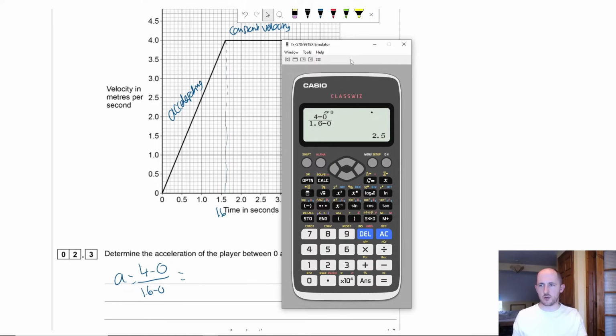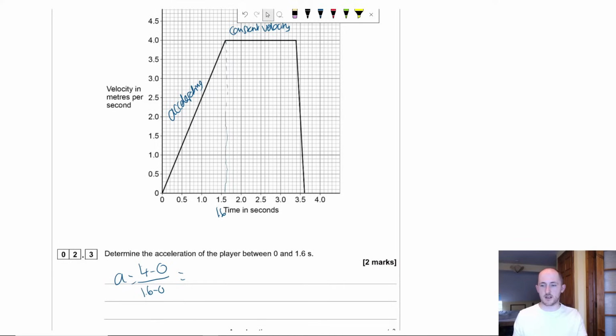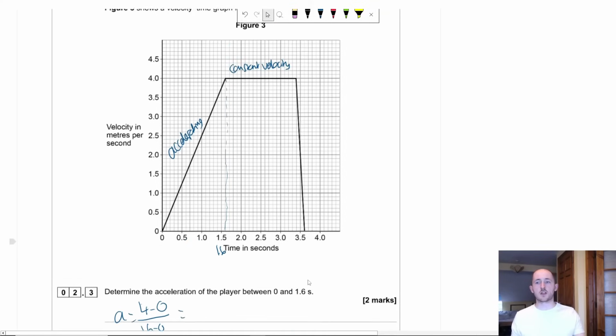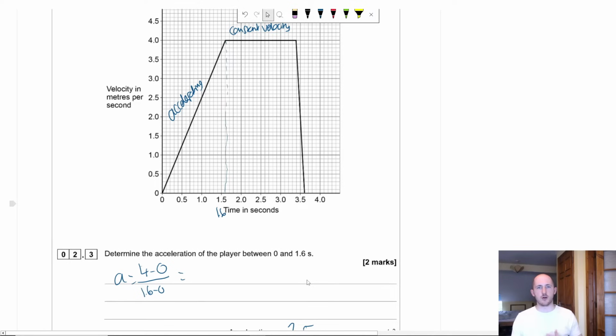5 over 2, which is 2.5 meters per second squared. Does it give me my unit? It does. Makes my life even easier. So here it says, describe the motion of the player between 3.4 and 3.6 seconds. So what does that mean? What does describe motion mean?